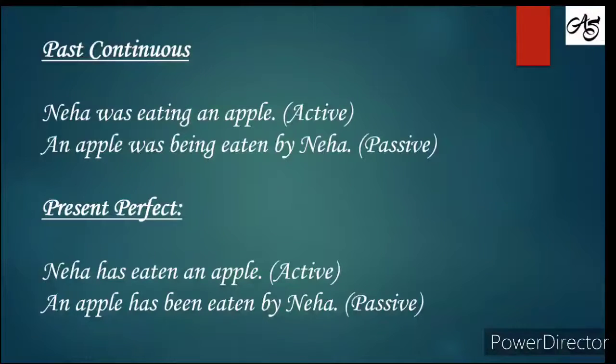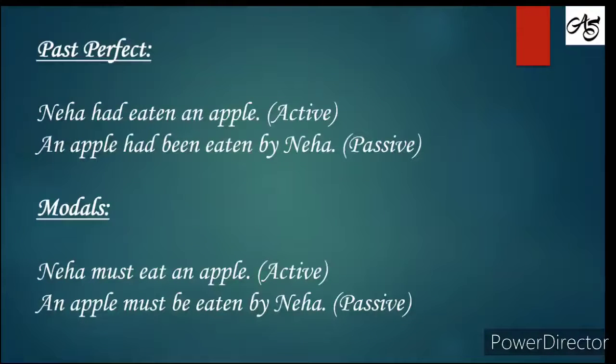Present perfect. Neha has eaten an apple. An apple has been eaten by Neha. Past perfect. Neha had eaten an apple. An apple had been eaten by Neha. Now, one more modal, that is Neha must eat an apple. Now, passive voice, an apple must be eaten by Neha.